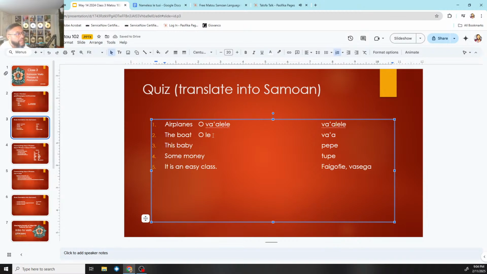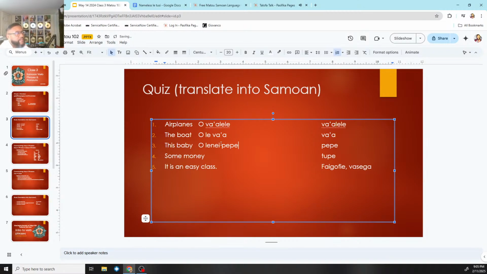The boat. So ole va'a, ole va'a. So the boat. Okay. This baby. Baby is pepe. So o, and then the limiter is going to be this. We're talking about this singular specific baby. So that word is going to be lene. There's other ways to say it as well, like lea, but we're just going to stick with some basics in our beginner class. So olene pepe.